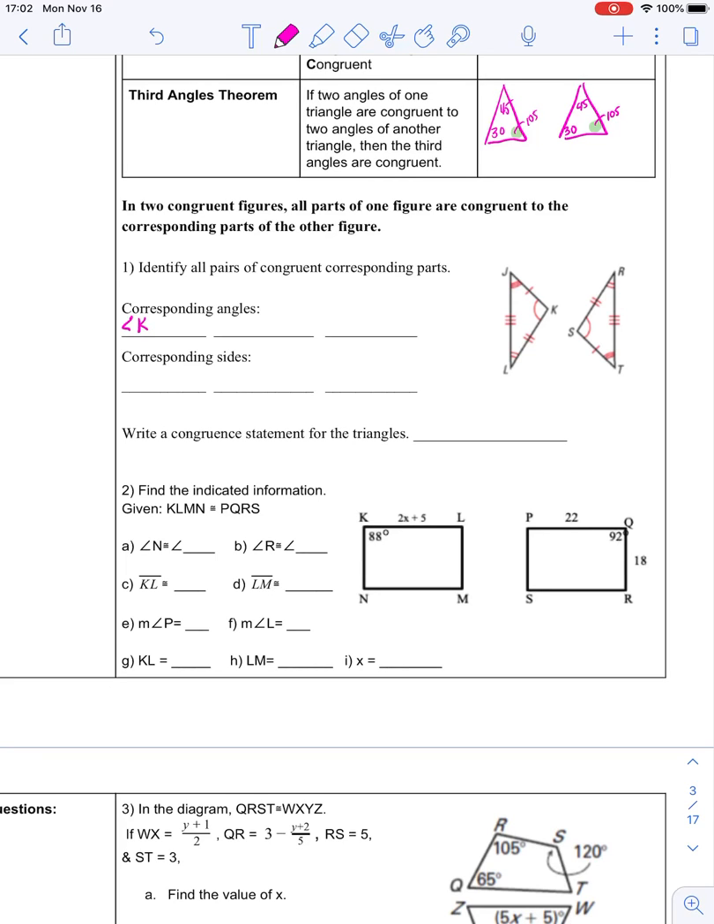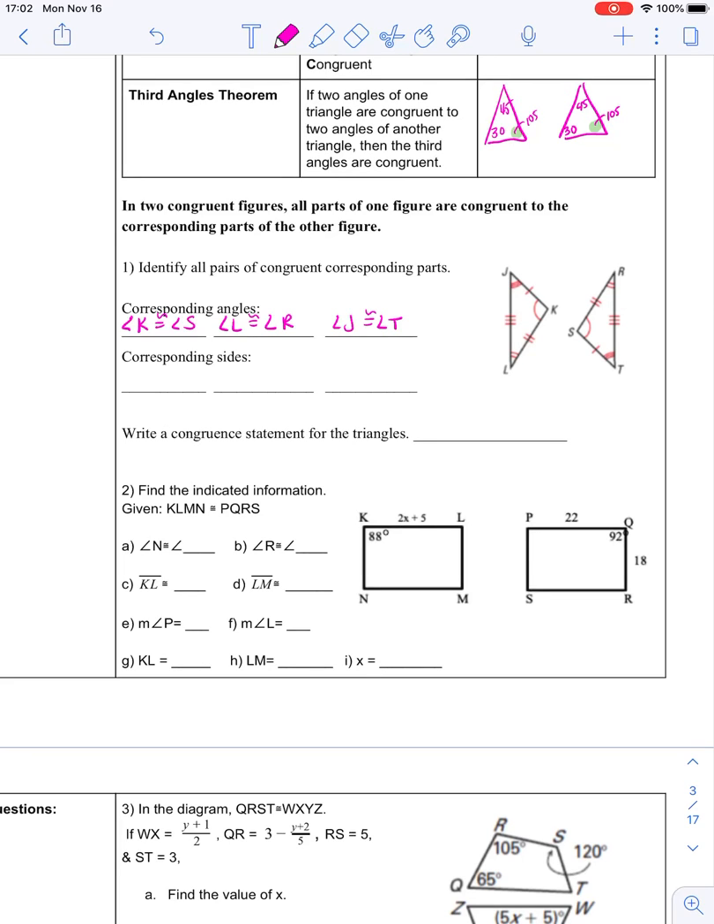So the corresponding angles would be that angle K is congruent to angle S. You can see because they have single marks. Angle L is congruent to and corresponds to angle R. And then angle J is congruent to angle T.